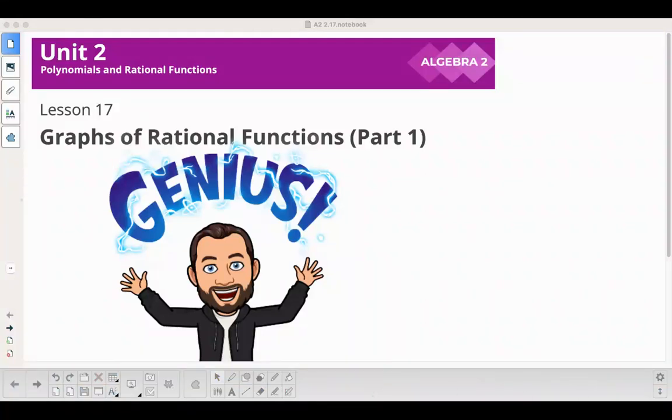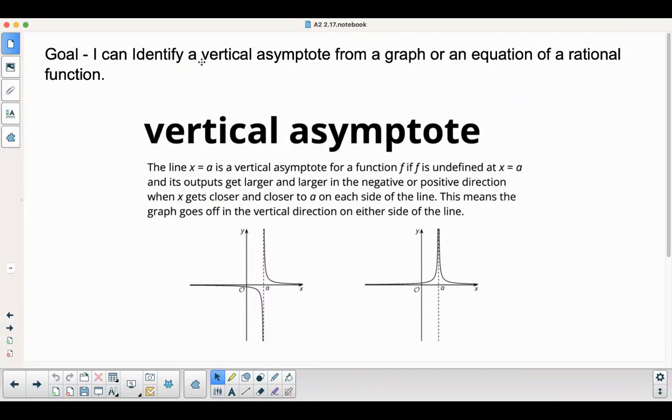All right, Illustrative Math, Unit 2, Lesson 17 is called Graphs of Rational Functions, Part 1. So our goal today is I can identify a vertical asymptote from a graph or an equation of a rational function. So as you look at that goal here, the first word that probably pops up is a vertical asymptote. What the heck is that?